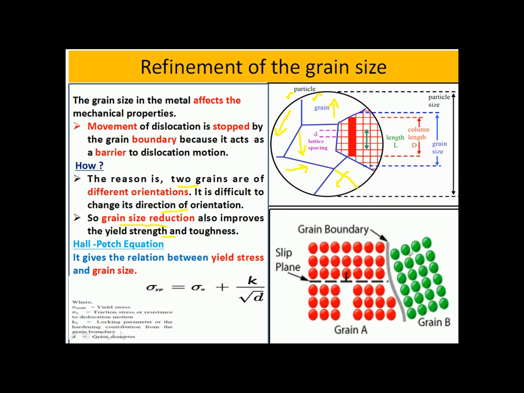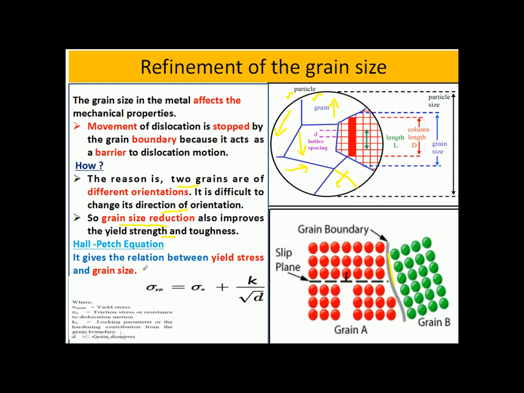In this picture also the same thing is explained. Here this is the grain boundary. This is one grain A, this is one grain B, that is different grains. Now one small question here.